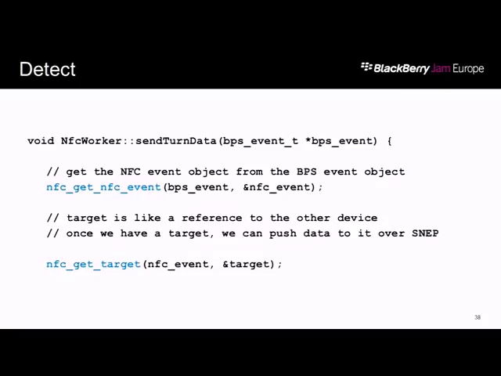Now, if I've got the event that tells me the other device has appeared out of nowhere and I want to send it some data, this is the kind of thing that I do. BPS events are like wrapper objects, and inside there I've got an NFC event object which I'm going to obtain. And hiding away inside the NFC event object is something called a target. Now, a target, you can think of it as being like a reference to the other device. And once I've got that target object, I can now talk to or send data to the other device.